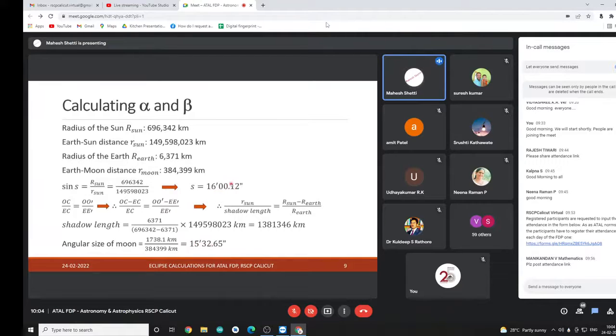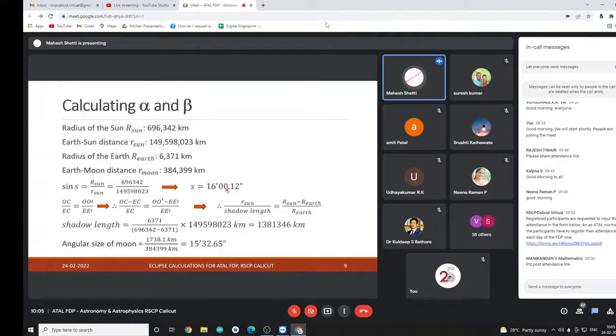So even when the centers of the moon and the sun coincide, the moon is going to fit inside the sun and the outer limb of the sun will be visible. And when the outer limb of the sun is visible, it is going to be an annular eclipse. However, because the moon can come closer to the earth and the eccentricity is high, the moon's distance can go down to 3,62,000 kilometers, and then the angular size of the moon increases and it can become greater than the angular size of the sun.